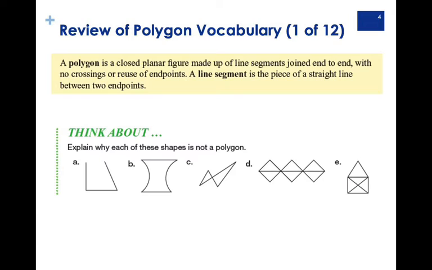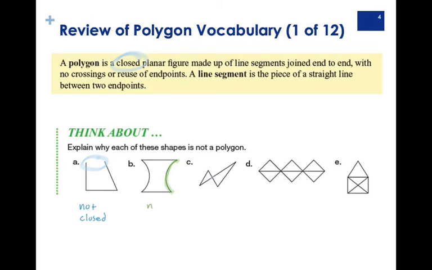So here we have a formal definition of a polygon, and there's really three components to it. That it's made up of line segments that are joined and not crossing to reuse any of the endpoints here. And so we're going to look at these images on why they are not polygons. So the first one here is not closed. So that's one of the first characteristics of a polygon.